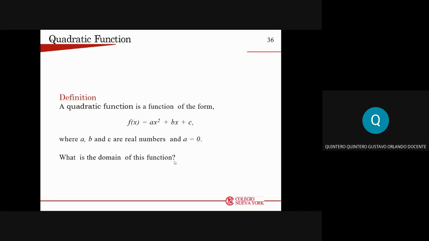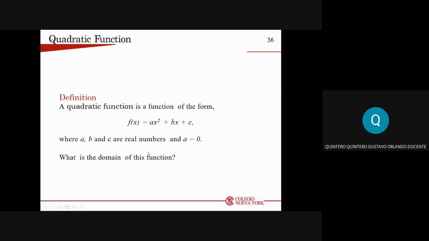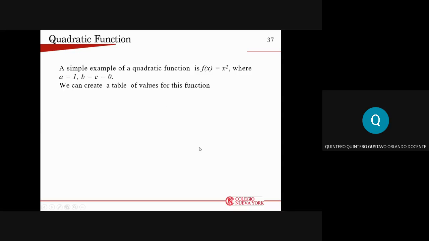So what would be the domain of the function? The domain of the function, we will see it later upon the explanation. All right. Let's continue with a simple example, right?